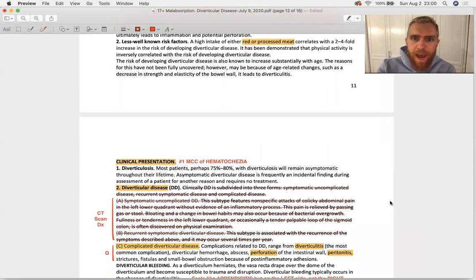Another risk factor is high intake of red or processed meat. I'm prone to say just processed meat, maybe red meat if you're having it on a burger bun with French fries and ketchup. If you're having like 10% protein and 90% junk, then yeah, it's probably linked to red meat. But processed meat, I can buy that.